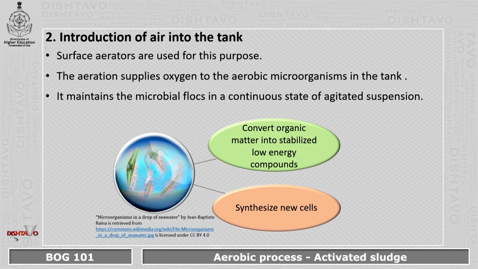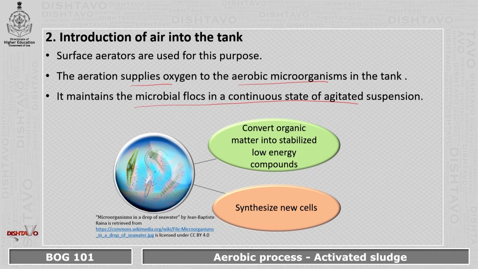The second step is introduction of air into the tank. This process is done with the help of aerators. The aeration supplies oxygen to the aerobic microorganisms in the tank. Because they are aerobic microorganisms, oxygen becomes very necessary for their survival. The aerators also maintain the microbial flocks in a continuous state of agitated suspension. That is, they are always in a continuous movement state.